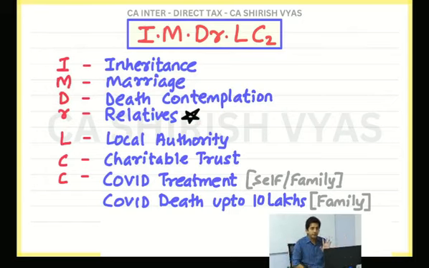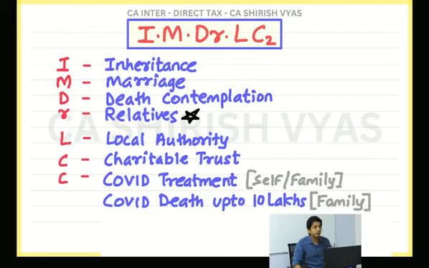In COVID, tell me how it is. If treatment is going on, whether it is my treatment, spouse, children, dependent, parents, brother, sister, anyone's treatment, I am receiving, it will be exempt, any amount. But in case of death, I am receiving, but I am not dead, my family is dead. I am alive and receiving. So who died? Family: spouse, children, parents, brother, sister, dependent. They died, so I am receiving up to 10 lakhs, it will be exempt.